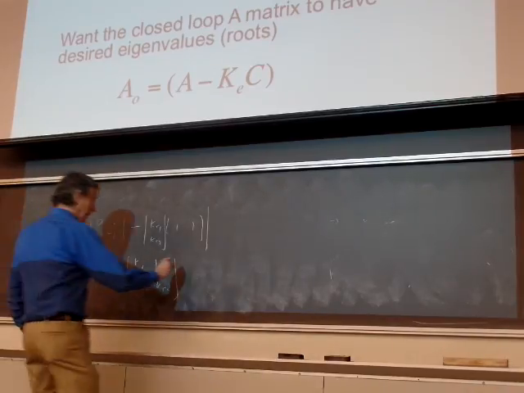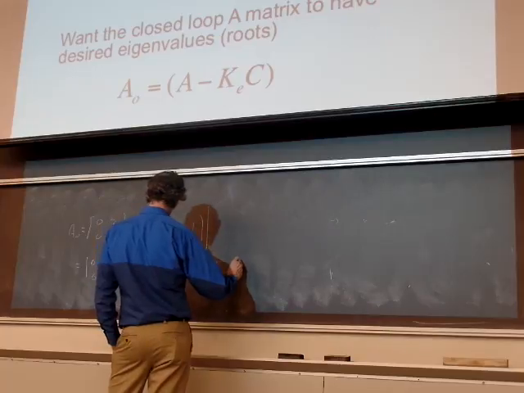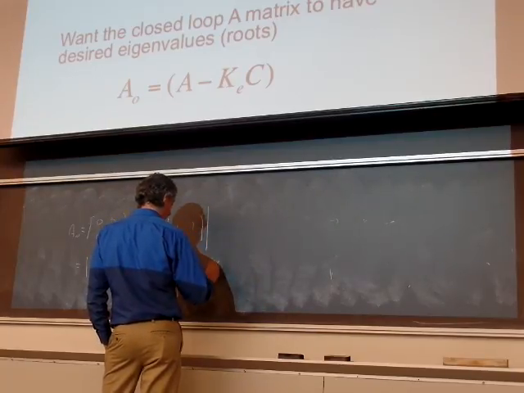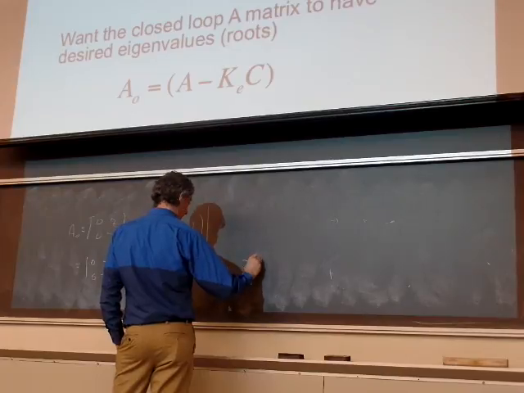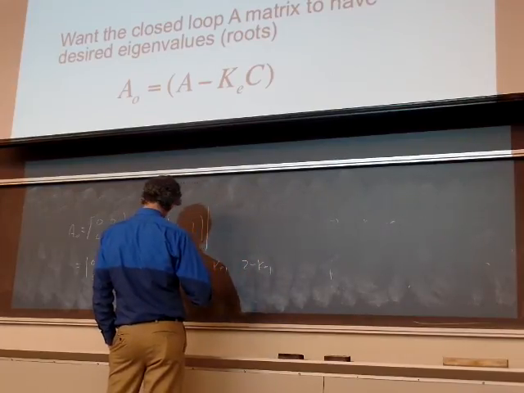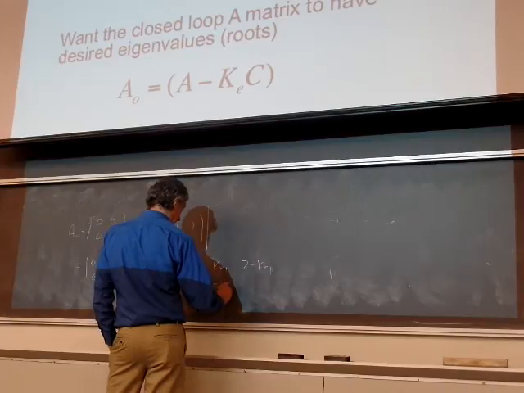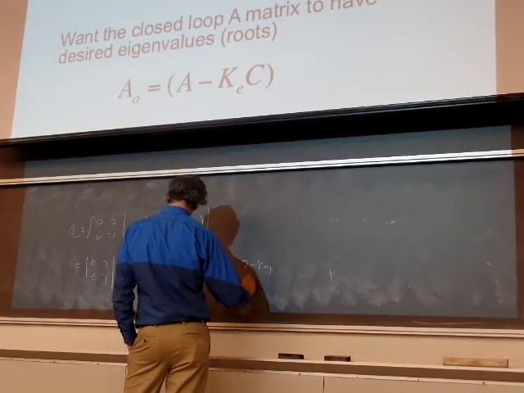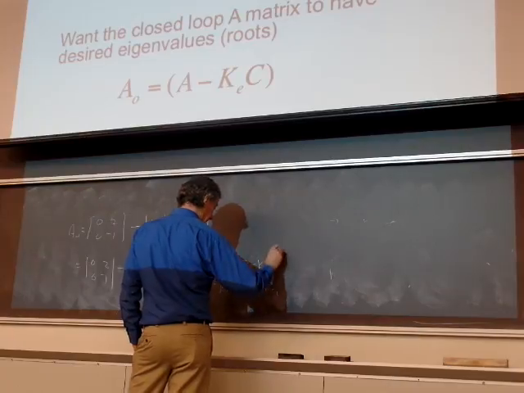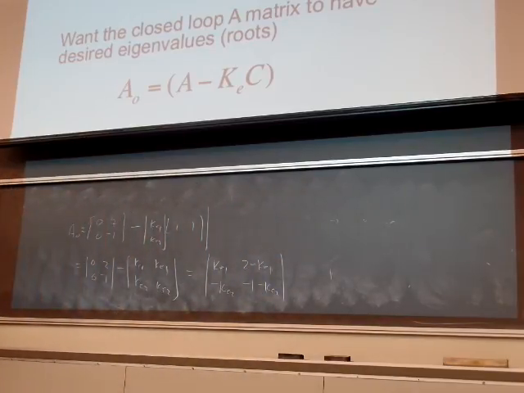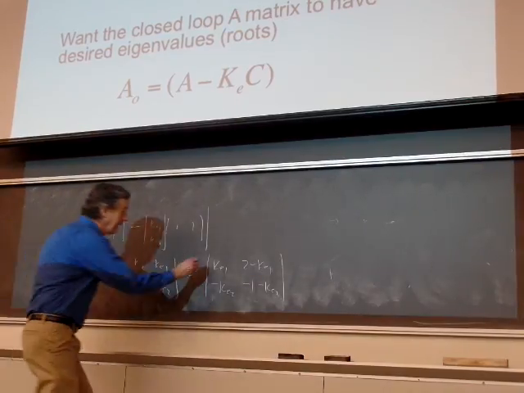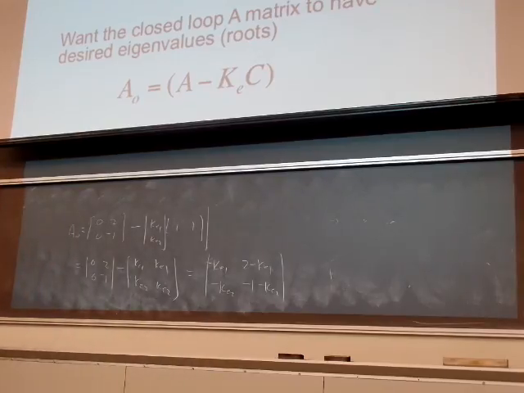Okay. This is 0 minus KE1, 2 minus KE1, minus KE2, minus 1 minus KE2. Make sure I'm doing this right. The first one should be minus one. You said minus one, didn't you? Yeah, I said minus, but the chalk obviously didn't work. It's broke, that's why.